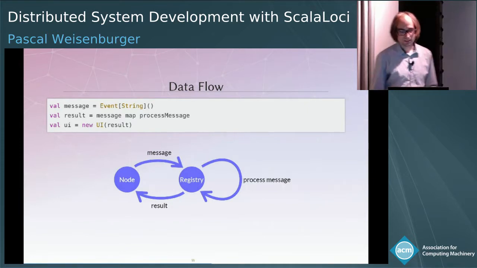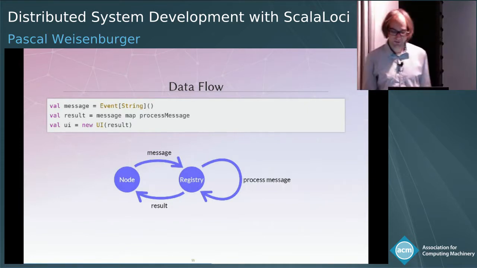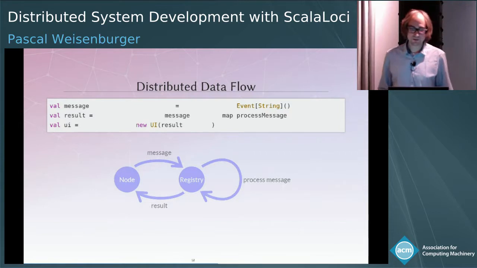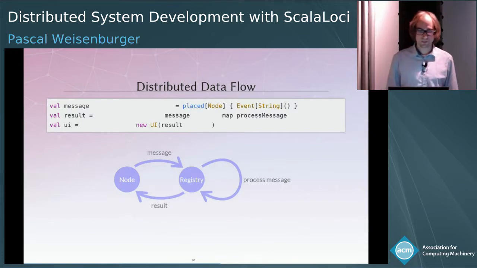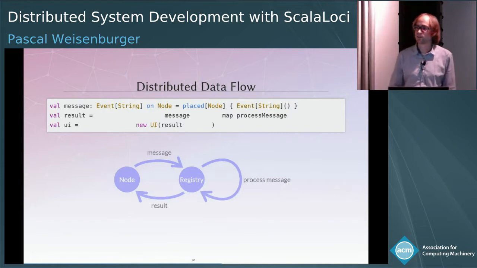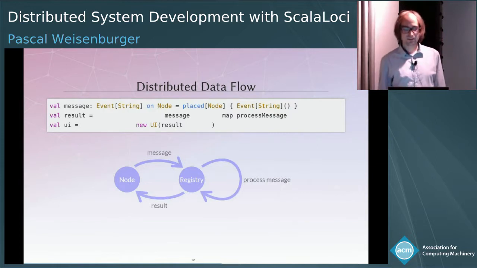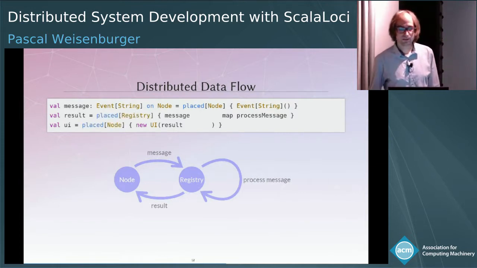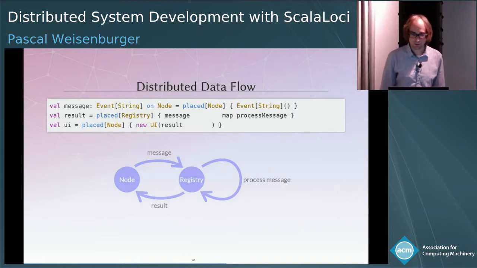So now we want to place the different values on different peers. And to do so, we simply use the place expression to specify that message is placed on the node. And this placement is then also reflected in the type of message, which is now event of string on node. And in the same way, we place result on the registry and UI on the node.